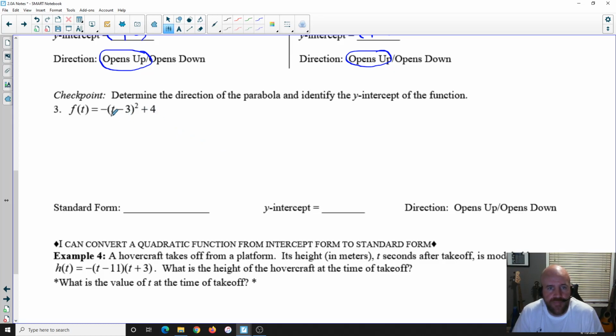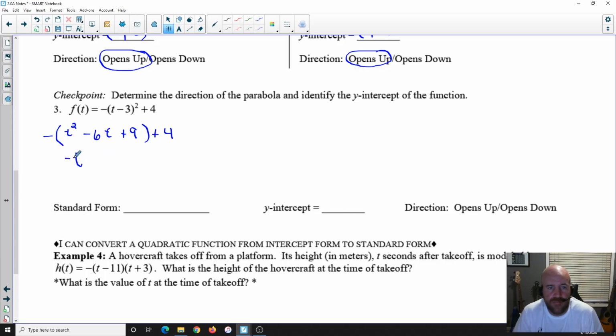All right, so we're going to do this negative on the outside. We're going to write the product of the 2 binomials in parentheses, and then the plus 4 on the outside. So we get t squared. We get a negative 6t and a plus 9. So distribute the negative through first before we deal with the 4.